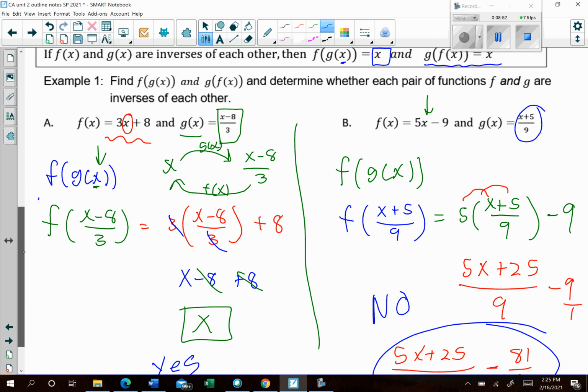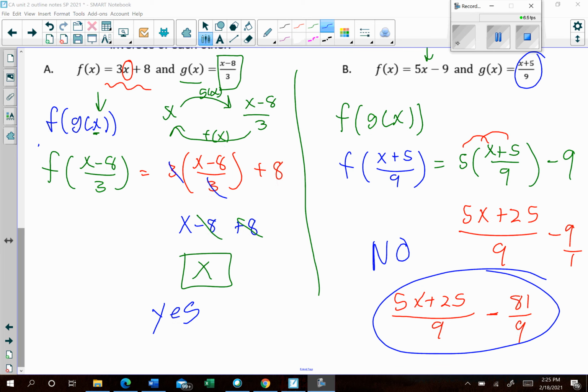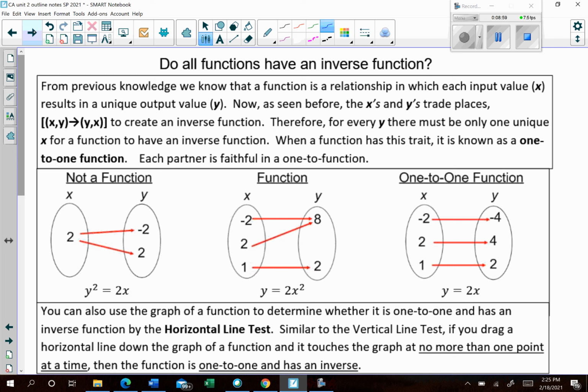Okay, let's go ahead and look at another aspect of these. Do all functions have inverse functions? From previous knowledge, we know that a function is a relationship in which the input x results in a unique output y. Now, as seen before, the x's and y's trade places. So your x and y will now become y and then x for your inverse function. They just switch places to create the inverse function.